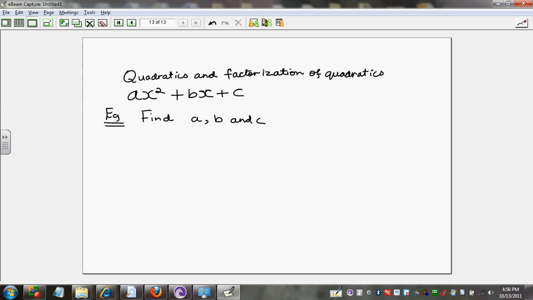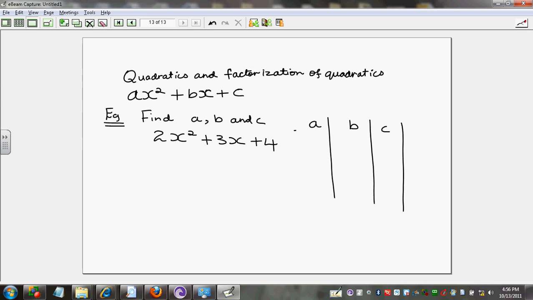I'm writing down the quadratic here for you: 2x squared plus 3x plus 4. I want you to tell me what a is, what b is, and what c is. A would be the number 2. B is 3. And C is 4. So that was a nice easy one. That'll be 1.